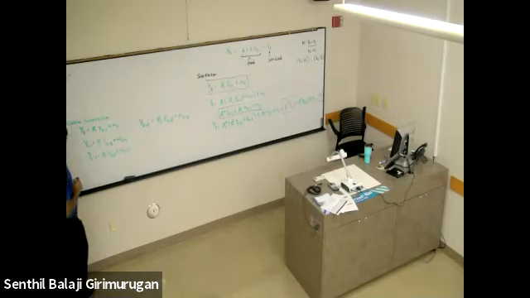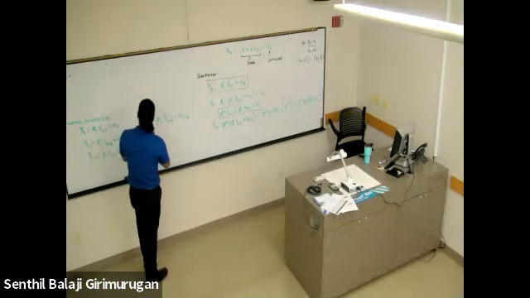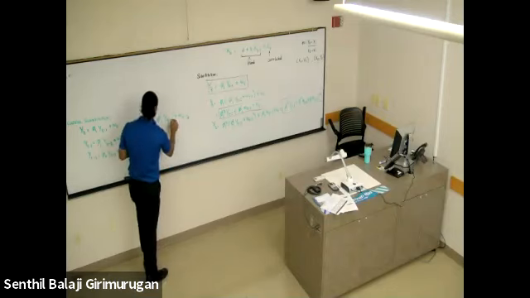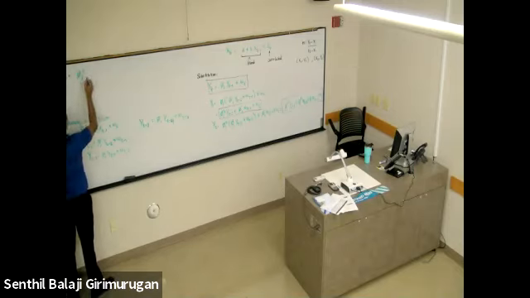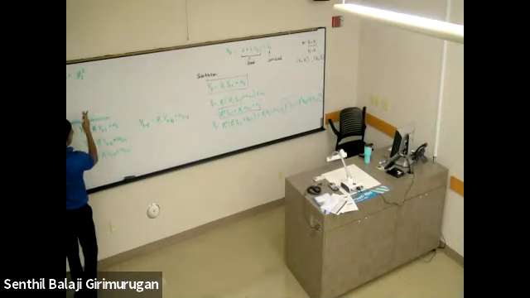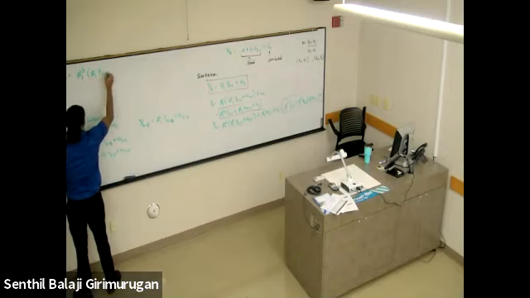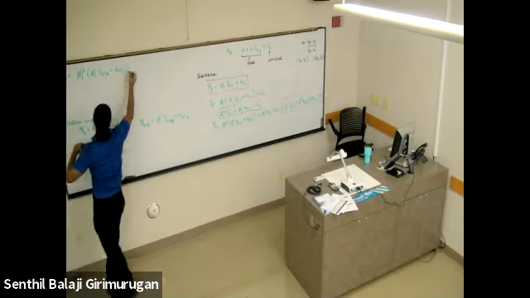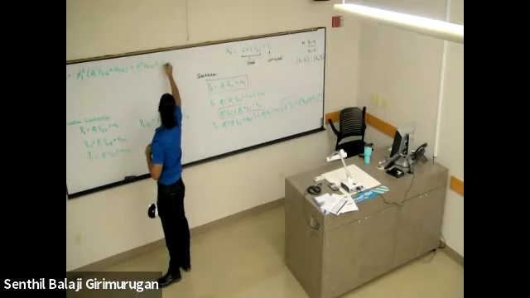So y sub t would be phi1 cubed. And we're going to plug that in, so y sub t minus 3 would be phi1 y sub t minus 4 plus wt minus 3 plus phi1 squared wt minus 2 plus phi1 wt minus 1 plus wt.